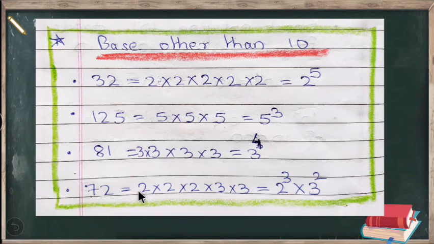72 can be written as the product of 2 into 2 into 2 into 3 into 3. So here we will make a group of 2 multiplied to itself 3 times and 3 multiplied to itself 2 times. So 72 can be written as 2 raised to the power 3 into 3 raised to the power 2.